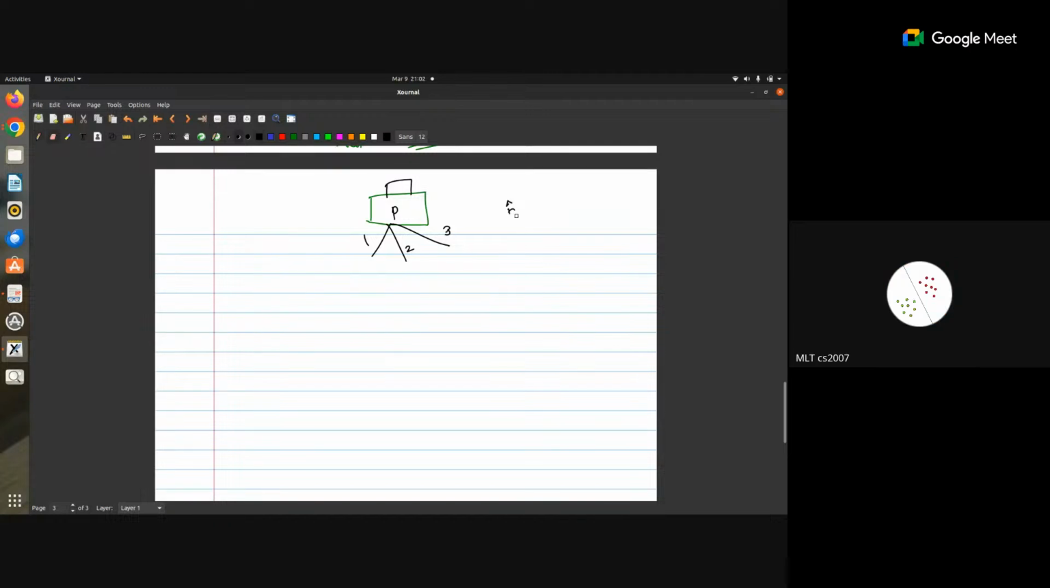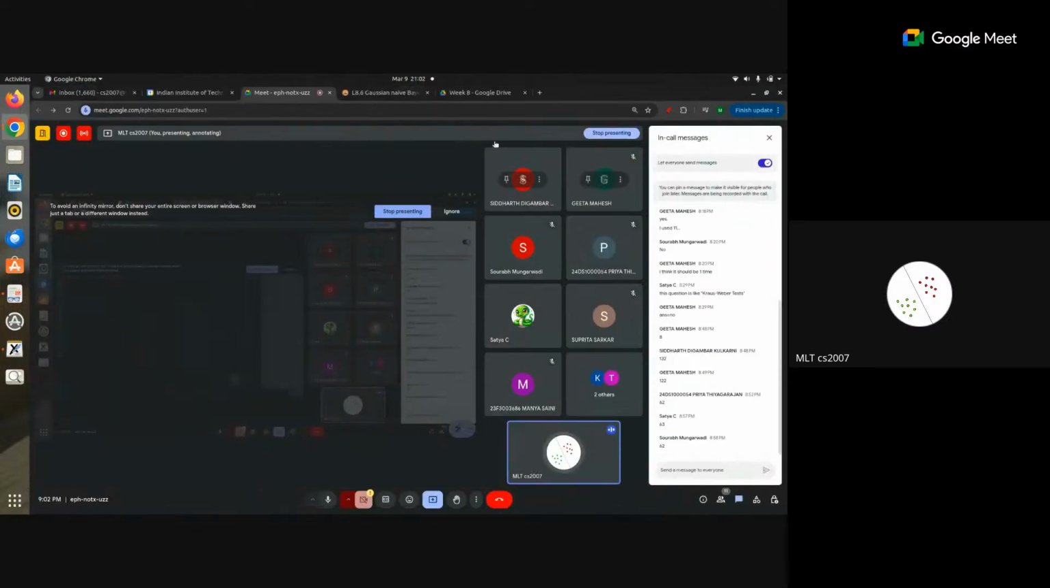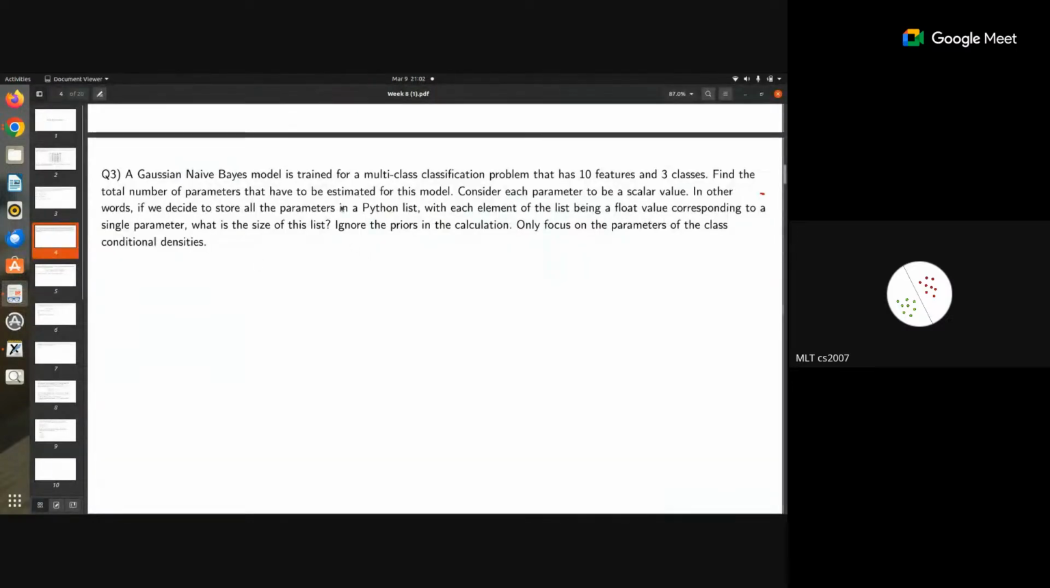It is 2. Basically it should be 3 minus 1, which is definitely 2. The third one will follow because the probabilities must sum to 1. If I know two parameters, the third is automatically determined. I think that is fine for three classes. Now the question is, we have 10 features. Find the total number of parameters to be estimated for this model.